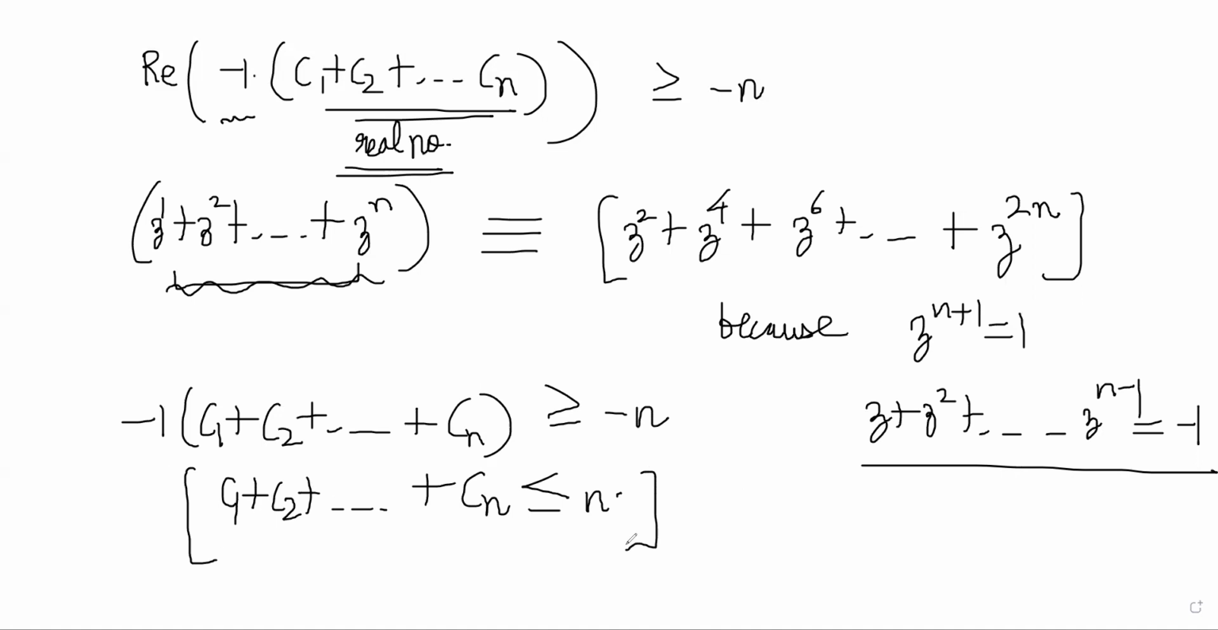Now, what have we done in the problem? We took z as cos 2 pi by n plus 1 plus i sin 2 pi by n plus 1. We realized that z power n plus 1 is 1.